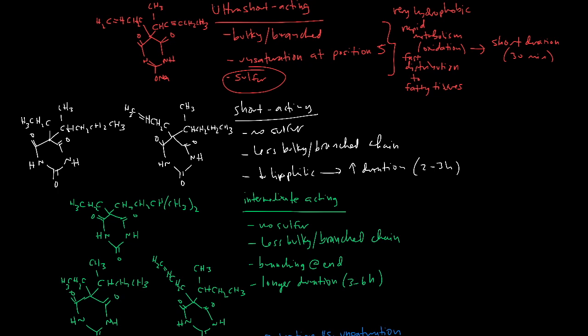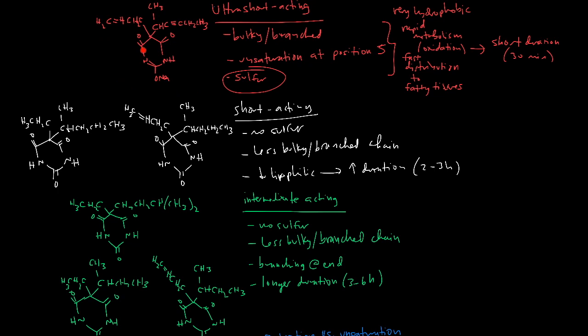So to illustrate these concepts, if it does have a sulfur, you know it's ultra short acting. But if it doesn't have a sulfur, how are you going to tell if it's ultra short acting or intermediate acting? When he gives you structures to compare, if he does on the exam, you're going to count the number of branches and unsaturation at position 5.